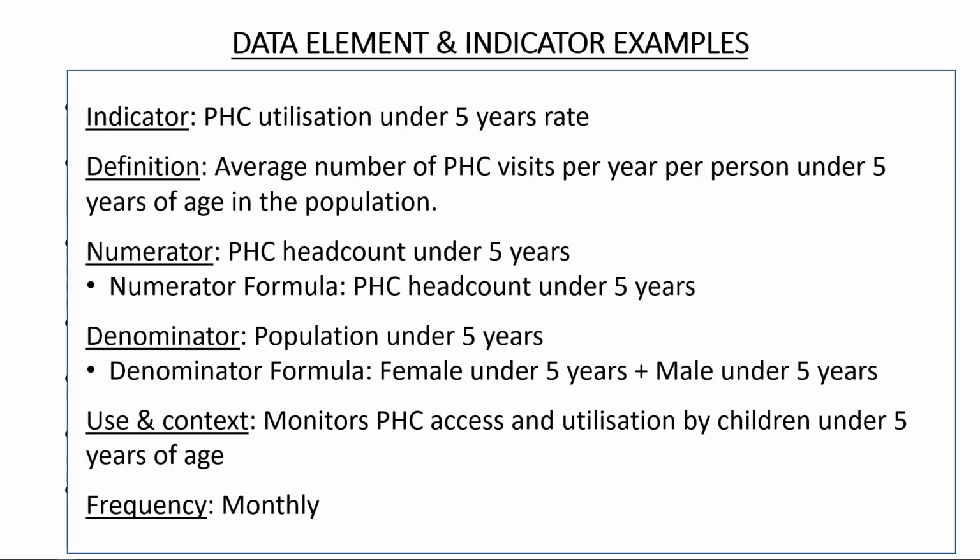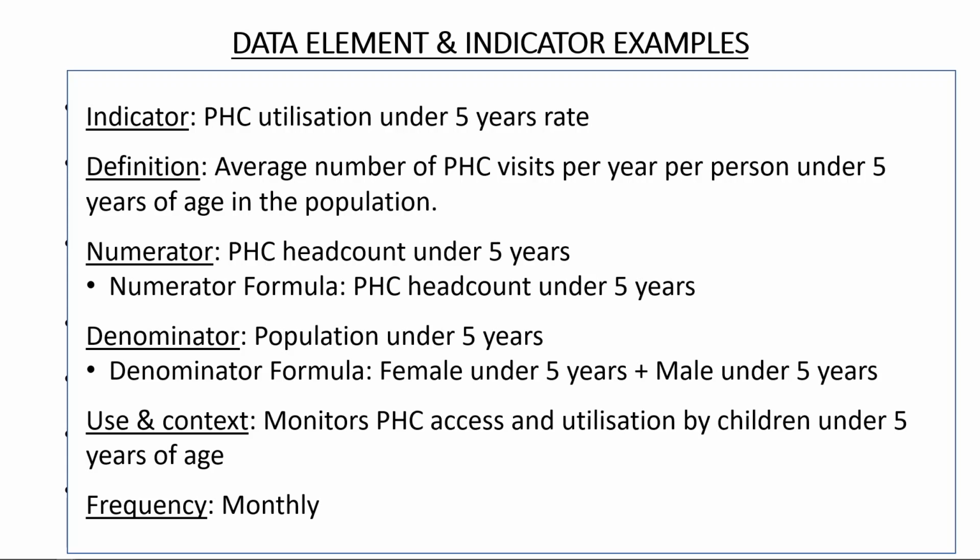It calculates the average number of PHC visits per year per person under the age of 5 years in the population. In other words, it takes this child and puts them in the population that the clinic is servicing, which is the catchment area for that clinic. So the indicator takes the population into account. The data element was counting only that person as they come to the clinic.